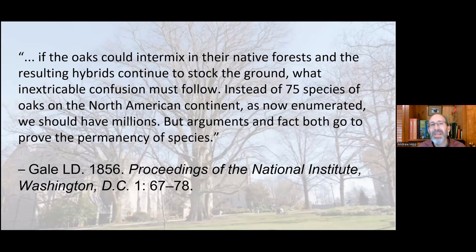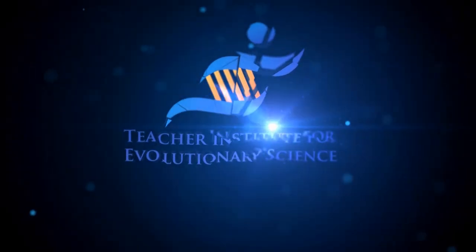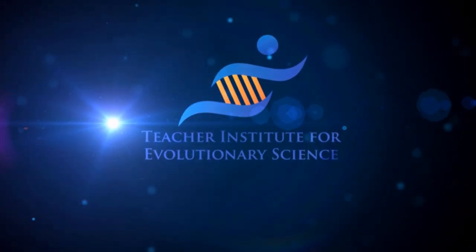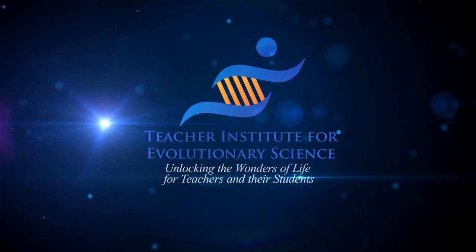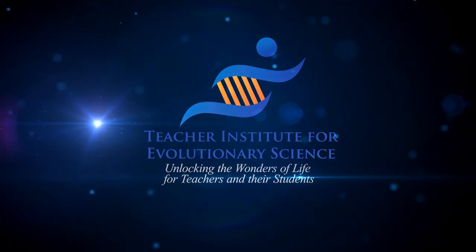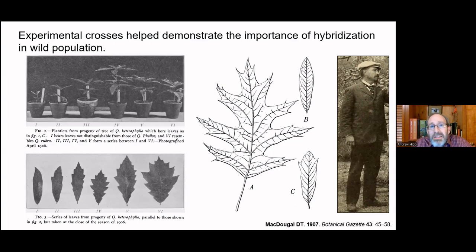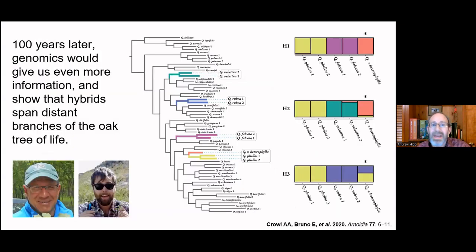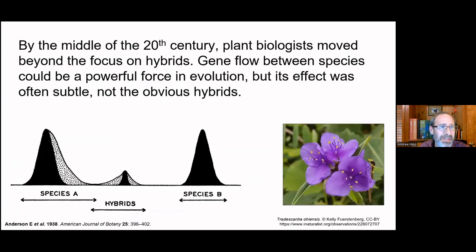Some argued that if there were actually hybrids in natural populations, this would mean that the number of oak species in our forests would be innumerable, right? But in fact, we know there's roughly 90 species in North America, in the US, in North America, North Mexico, not bajillions. So what's going on? So experimental crosses in the early 1900s demonstrated that hybridization was really going on in wild populations, and this has continued to be demonstrated in the current day using genomic methods.